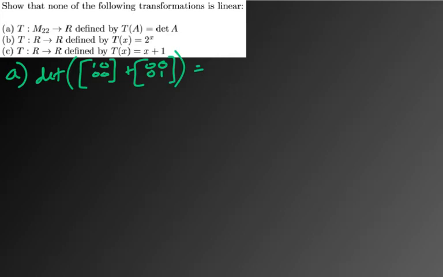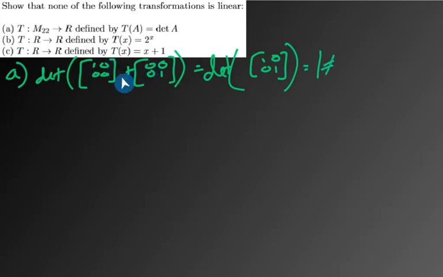So if you take the determinant of this sum of matrices, if it was a linear transformation, it should equal the determinant of this plus the determinant of this, right? Think derivative again. You should be able to apply the derivative to each one independently. But if we do the sum out first, we get 1, 0, 0, 1, just the identity matrix, and we know that determinant is 1.